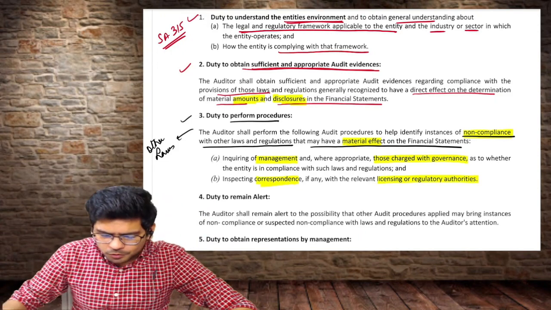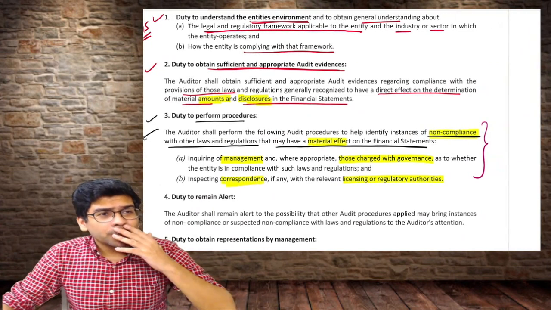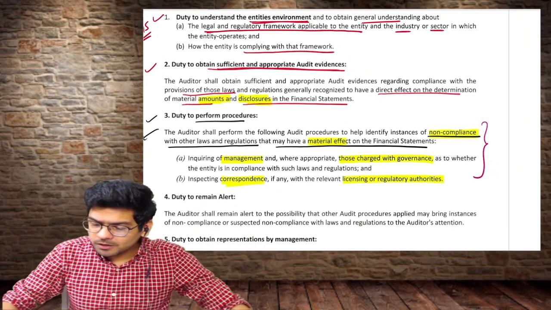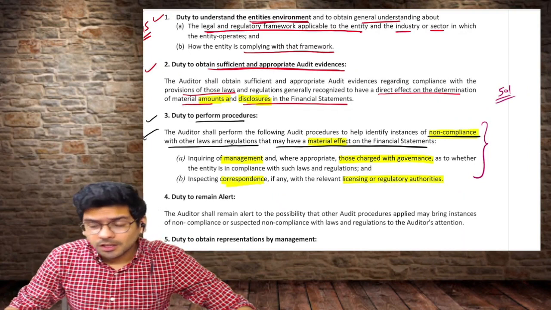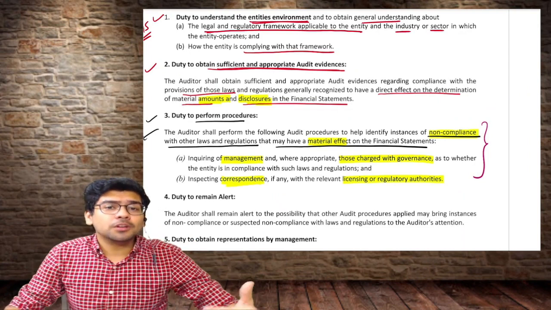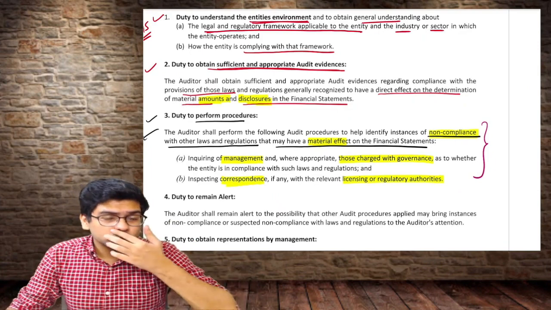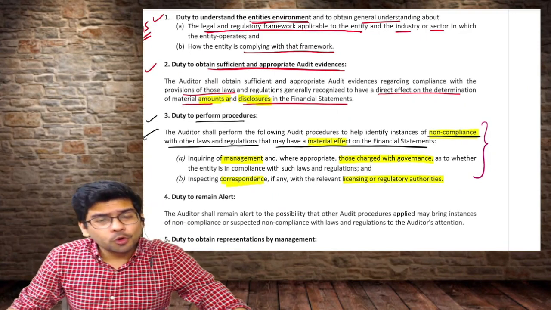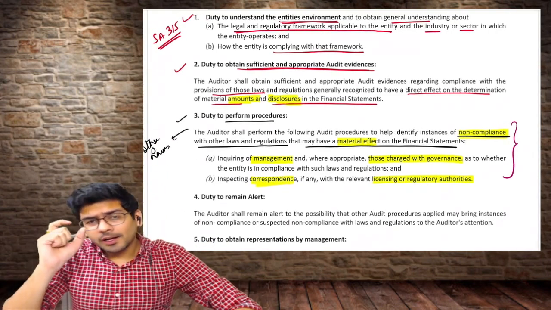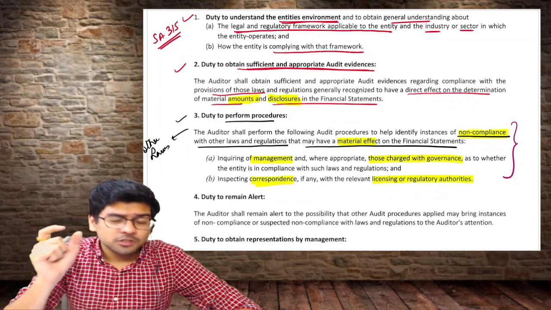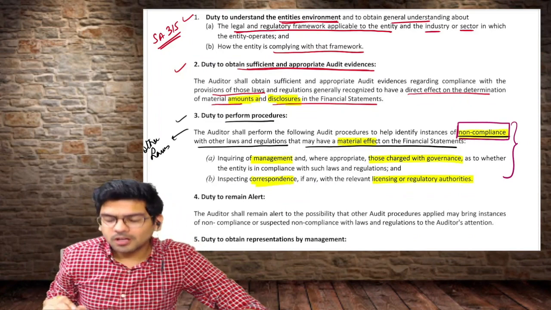In fact, if you want to know other procedures, you can even refer to what you covered in 501. As far as litigations and claims were concerned, you can go through the minutes of the board meetings, because if there is a non-compliance, they must have discussed this matter also. So you can refer to the minutes of the board meetings also. These are some procedures which the auditor needs to perform in case of other laws. Just remember the keyword: in case of other laws, we are going to check on the non-compliance.